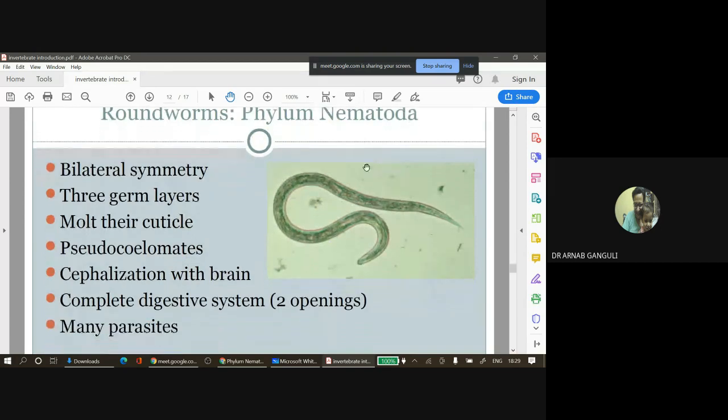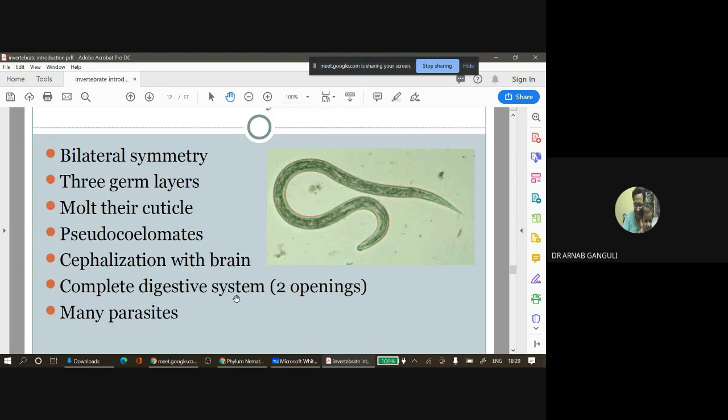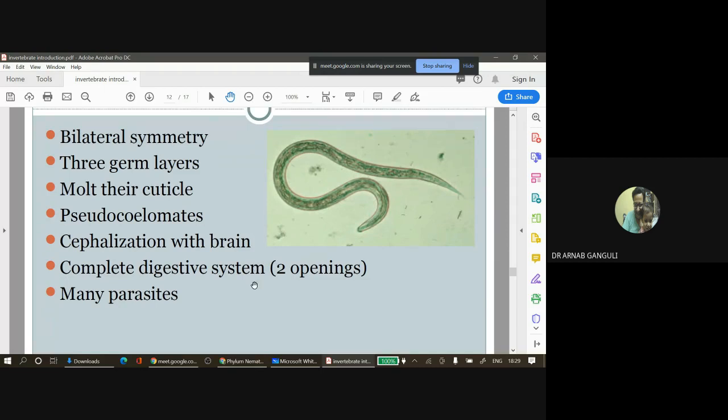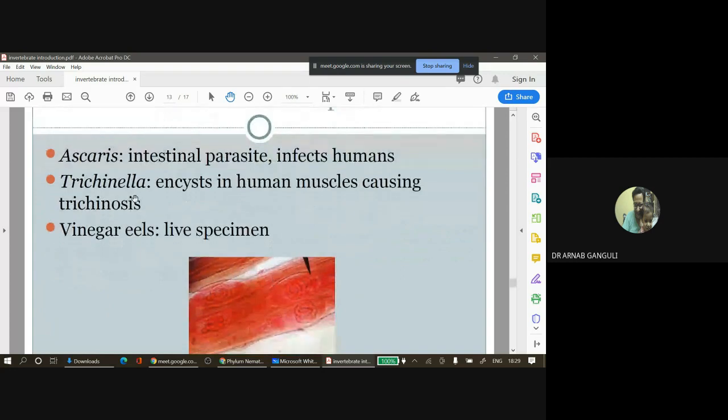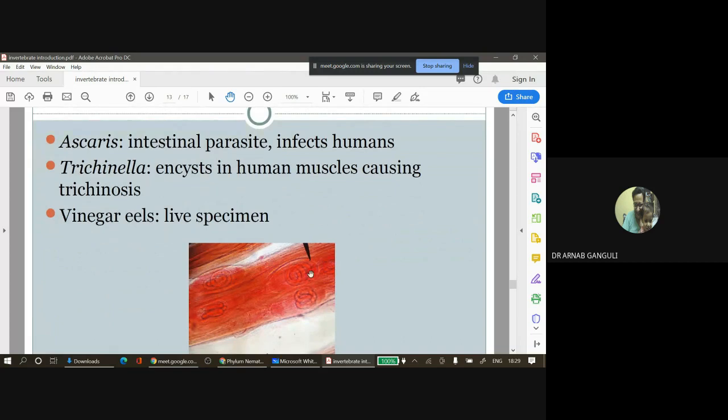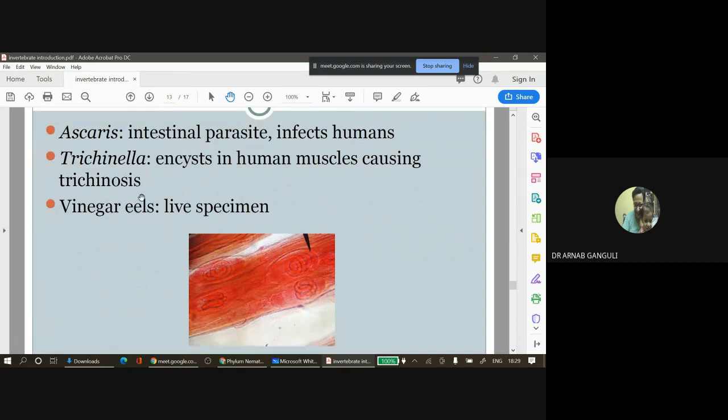Then you have the roundworms or the nematodes. They are also known as Aschelminthes. They have a bilateral symmetry. They have three germ layers. They are pseudocoelomates. They molt their cuticle, the outer covering. They come out of that outer covering, and most of them are parasites. They have a complete digestive system with a mouth and an anus, two openings. Examples are Ascaris and Trichinella. Trichinella lives in the muscles, causing trichinosis.